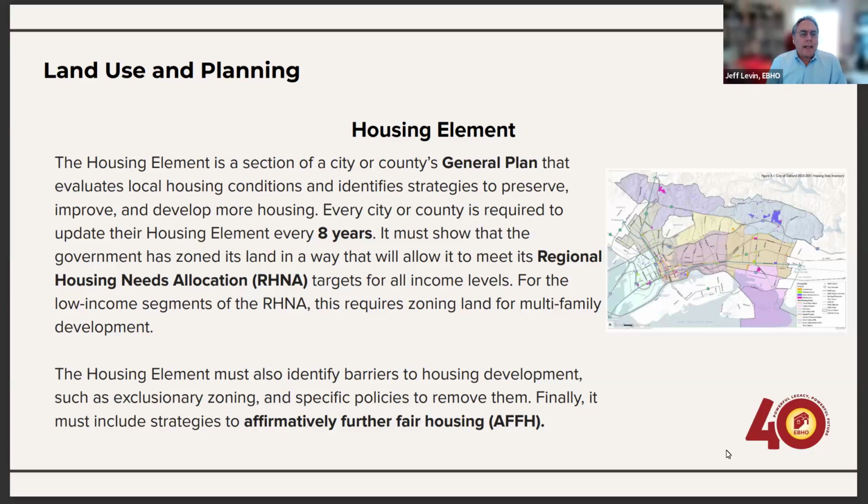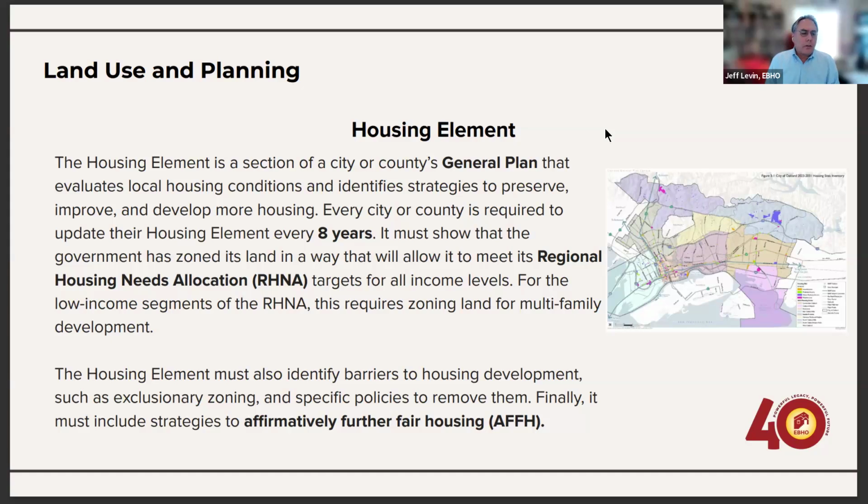They're due every 8 years, and one of the most important parts of the housing element is that it must show that the jurisdiction has zoned its land in a way that allows it to meet its regional housing needs allocation for all income levels. We'll come back and talk about that in a minute, but the city has to identify sites that are suitable and available for a range of development, single family and multifamily in particular.